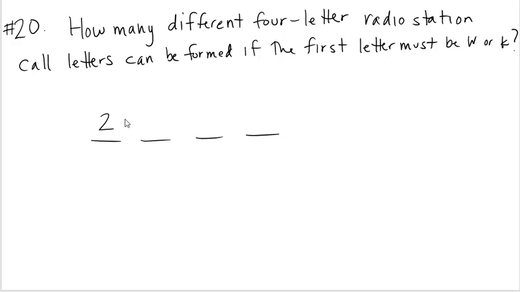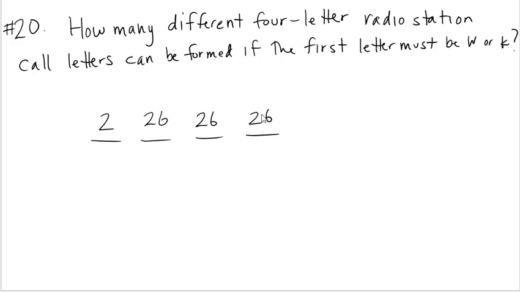There are no restrictions on any of the other spots. It doesn't say that we have to restrict the second, third, or fourth spots like we did in the previous example where there were restrictions on every spot. So we can choose any letter we want in the second spot, so there are 26 options there. And it doesn't say we can't repeat letters, so we still have 26 options in the next spot and 26 options in the last spot.